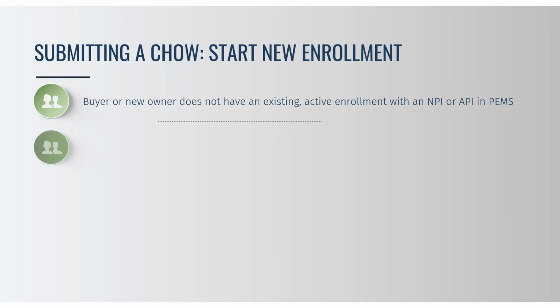There are two scenarios that require the buyer or new owner to submit a new enrollment application. If the buyer or new owner doesn't have an existing active enrollment with an NPI or API in PEMS, and if the buyer or new owner is taking over an NPI or API that already exists in PEMS. On the PEMS dashboard, click Start New Enrollment.